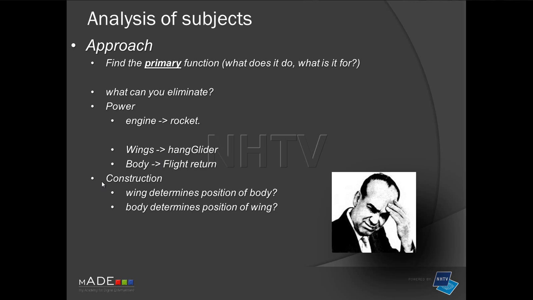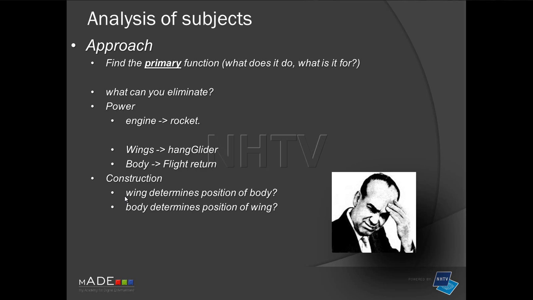But like I said, you can look at it from a construction point of view, and over here you can see what, for example, is going to determine the position. So is the wing going to determine the position of the body? If you have a wing, is the body being placed on the wing in different places, or is the wing being placed in different places on the body? If you think about that, you're going to see that it is the body actually determining the positioning of the wing rather than the other way around.